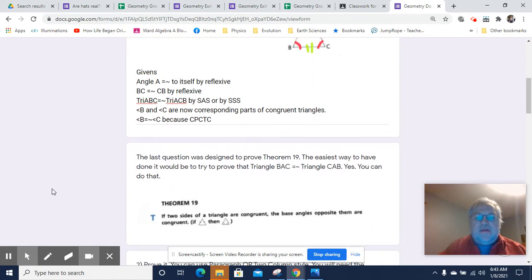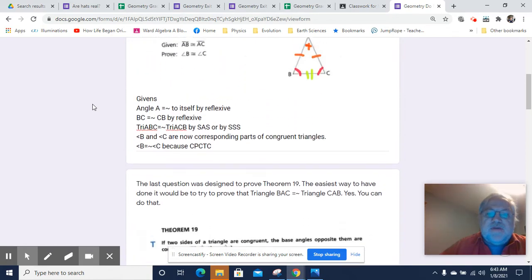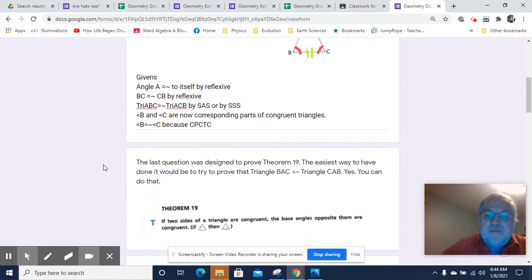Okay, let's take a look at what it says here. So what we've just done is proven theorem 19. If two sides of a triangle are congruent, then the base angles opposite them are congruent. Okay, and there's some specific language here. So these sides being the sides that are congruent, the base angles that are opposite, so angle C is opposite of AB, and angle B is opposite of AC. And by having these two sides being congruent, we treat this as the base. This is a base angle that's opposite to AC, and this C is a base angle that's opposite to AB. So that's what it means.